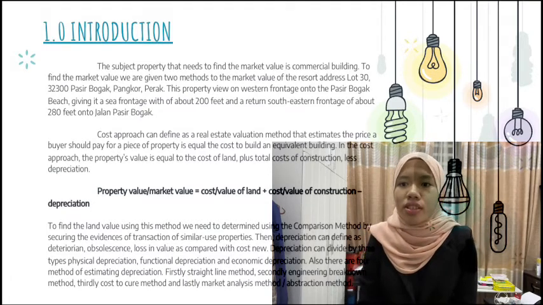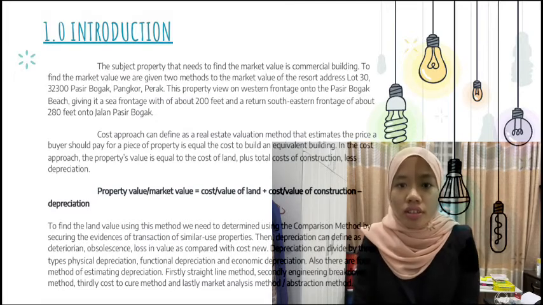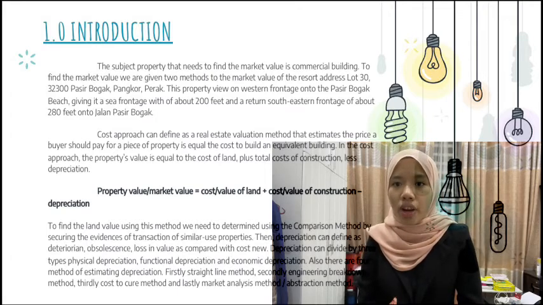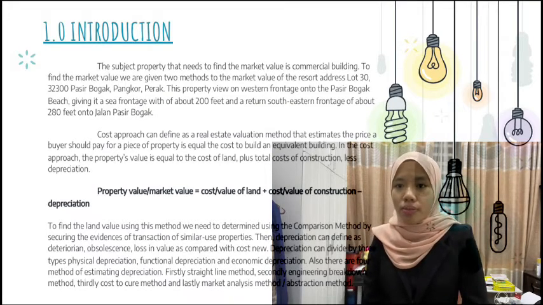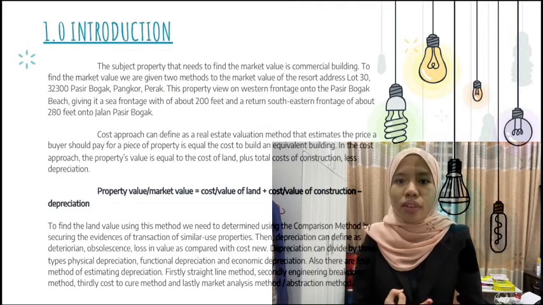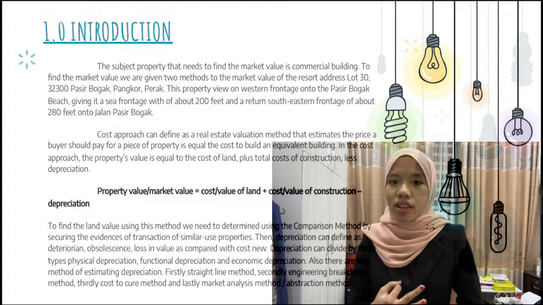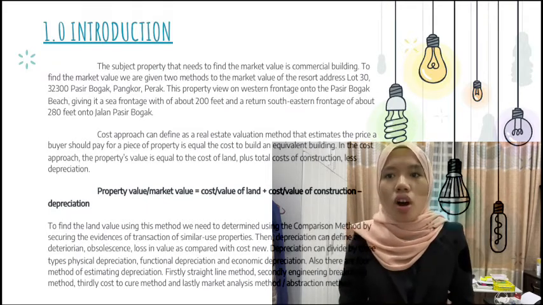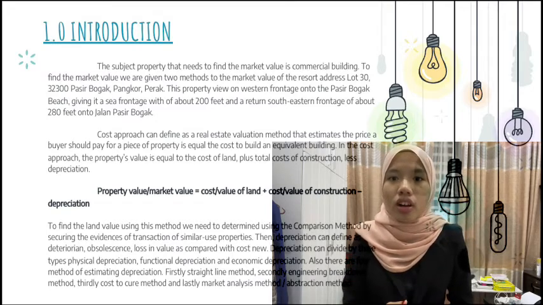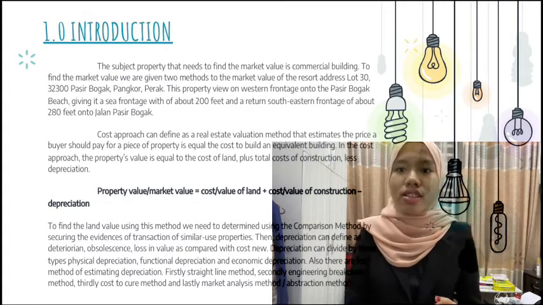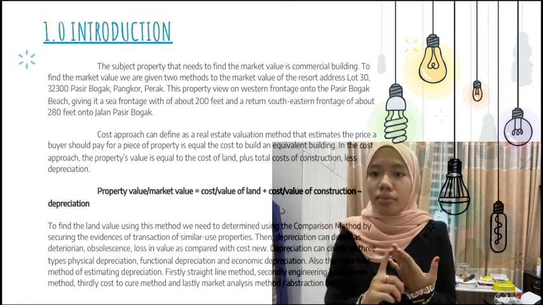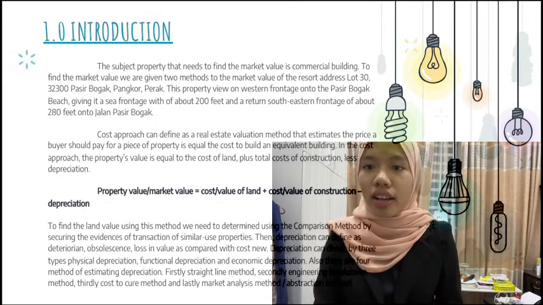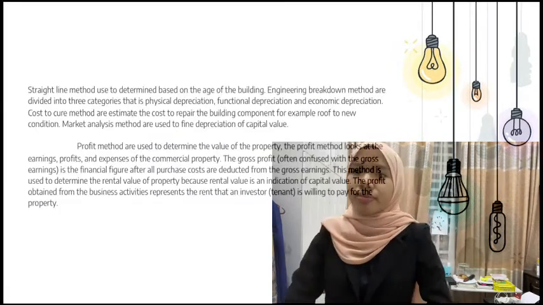Then depreciation can be defined as deterioration, obsolescence, loss in value as compared with cost new. Depreciation can be divided into three types: physical depreciation, functional depreciation, and economic depreciation. Also, there are four methods of estimating depreciation. Firstly, the straight line method. Secondly, the engineering breakdown method. Thirdly, the cost to cure method. And lastly, the market analysis method or abstraction method.